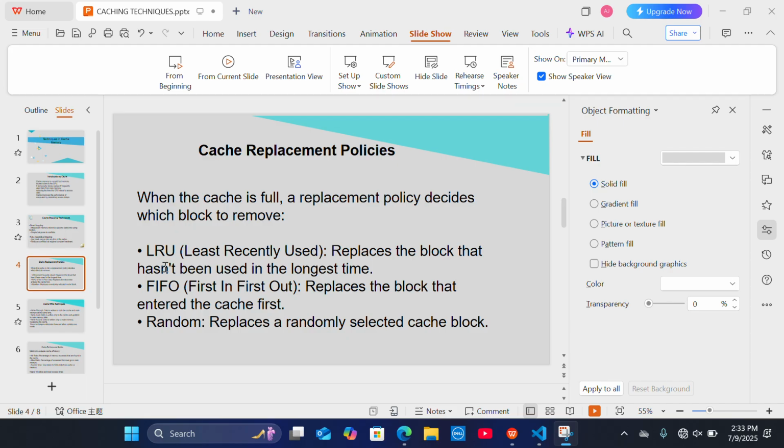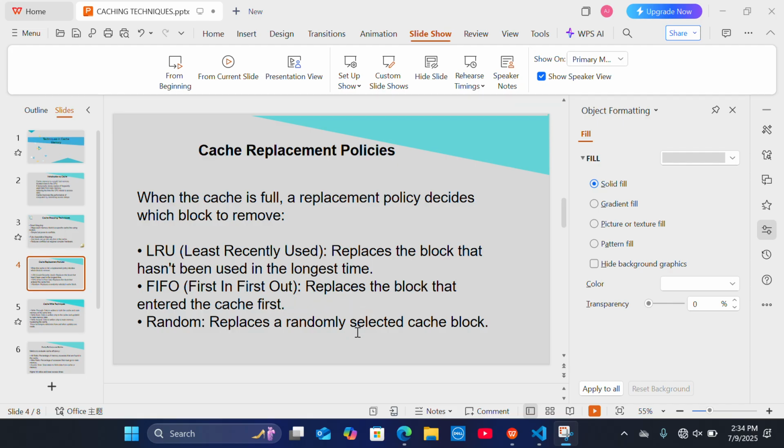So in the LRU, that's the least recently used, it replaces the block that hasn't been used in the longest time. So what this means is that when a data has been stored in the cache memory and another data needs to be stored, it replaces it with the data which has already been stored for a longer period that is not in use.